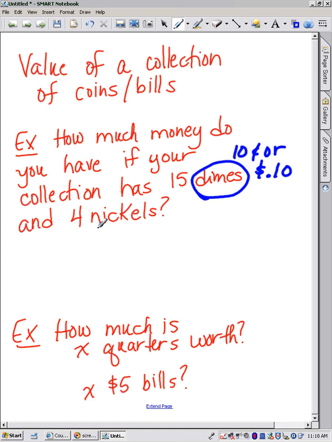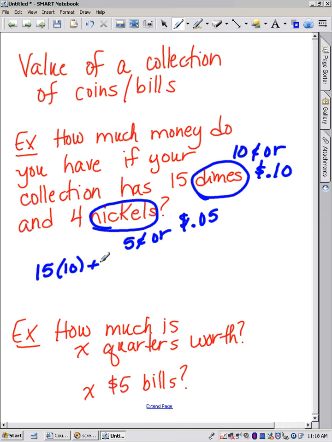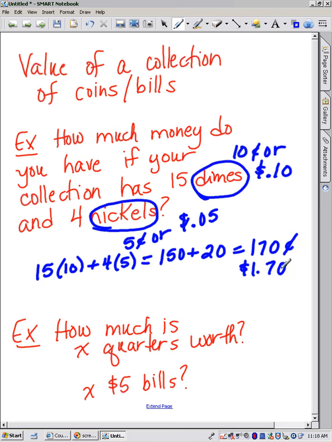A nickel is worth 5 cents, or as a dollar amount, 0.05. Two ways to express it. You can express it either in cents or dollars. So in cents, we would say 15 times 10 cents plus 4 times 5 cents would be 150 plus 20, which would be 170 cents, or as a dollar amount, that would be $1.70. Okay? So to know the worth, we have to know how many we have times the value of that coin.